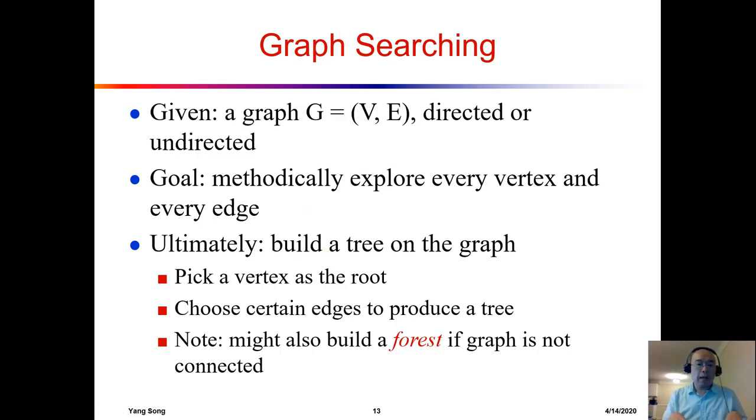So we pick a vertex as a root, and then we want to choose certain edges to produce a tree. So for the entire graph, we are only picking part of the edges to build a tree structure. And in some cases, if not all the vertices are connected, then it is not really possible to build one single tree, and in this case, we may have to build a forest.